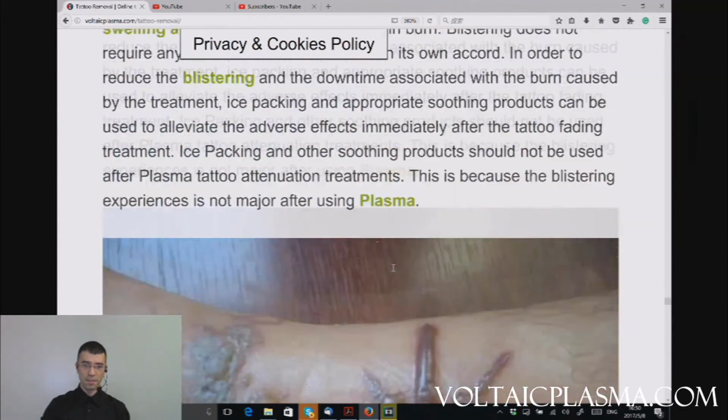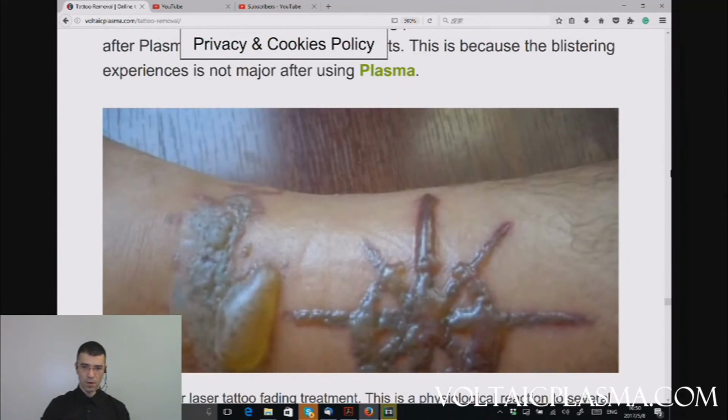Then this is the blistering of a tattoo after a laser removal session. This is not an adverse effect. This is a very normal reaction to laser tattoo removal. It's just not advertised. It's covered up as much as possible. So manufacturers and clinics will try not to talk about it at all, but this is a normal reaction to laser tattoo removal, fading, whatever way you'd like to call it. It's a very normal reaction. It happens all the time with no exception.